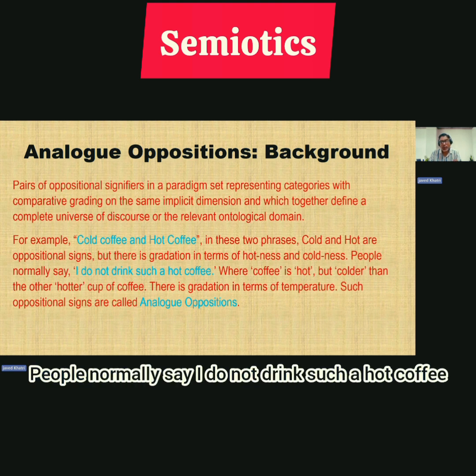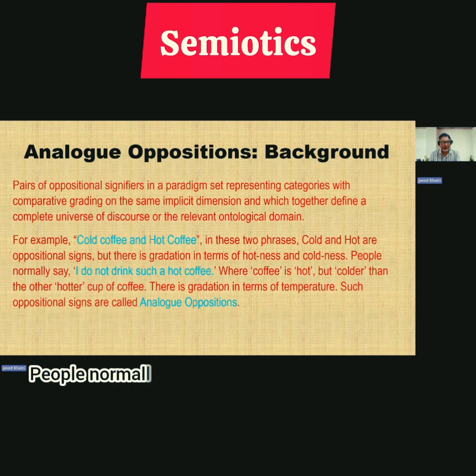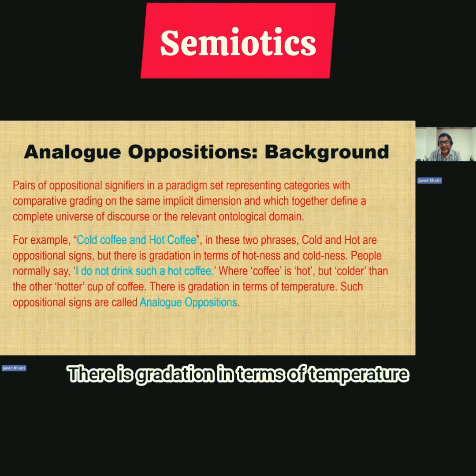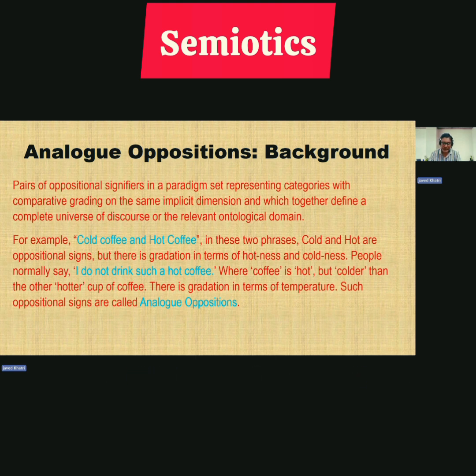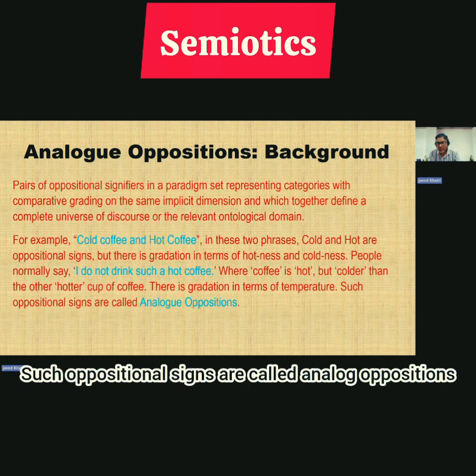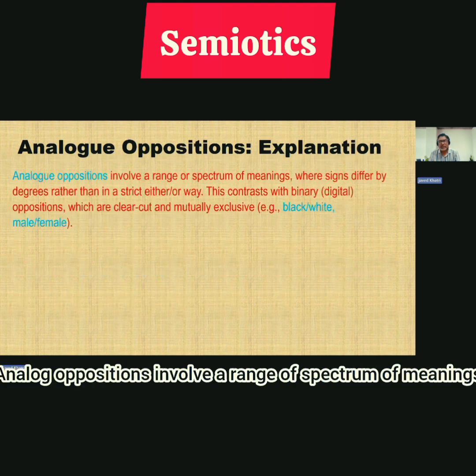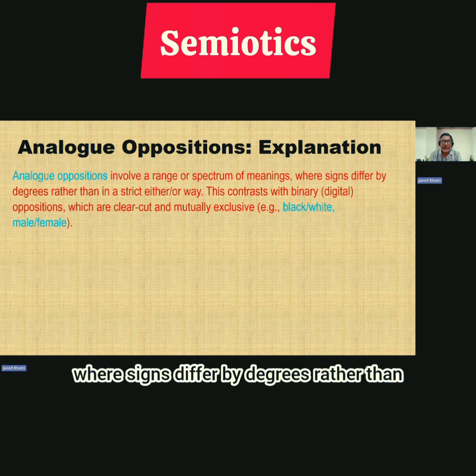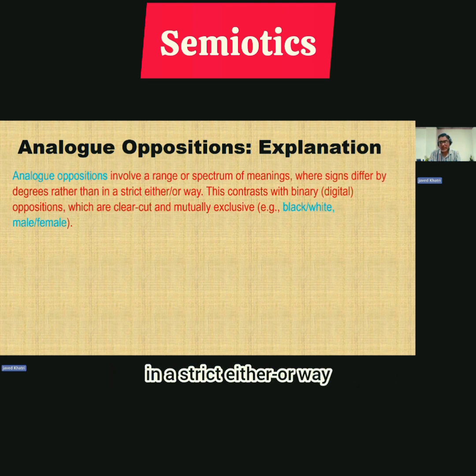People normally say, I do not drink such a hot coffee, where the coffee is hot but colder than the other, hotter cup of coffee. There is gradation in terms of temperature. Such oppositional signs are called analog oppositions. Analog oppositions involve a range or spectrum of meanings where signs differ by degrees rather than in a strict either-or way. This contrasts with binary, that is, digital oppositions, which are clear cut and mutually exclusive.